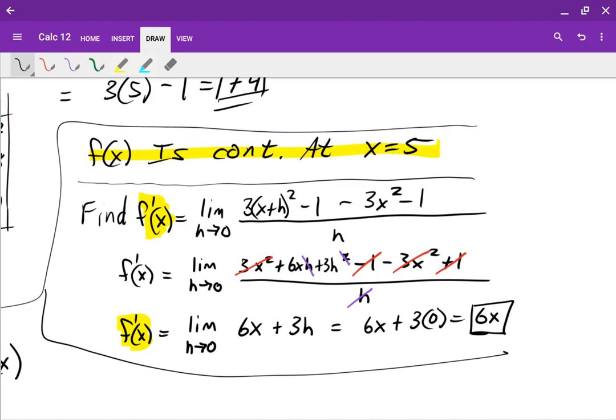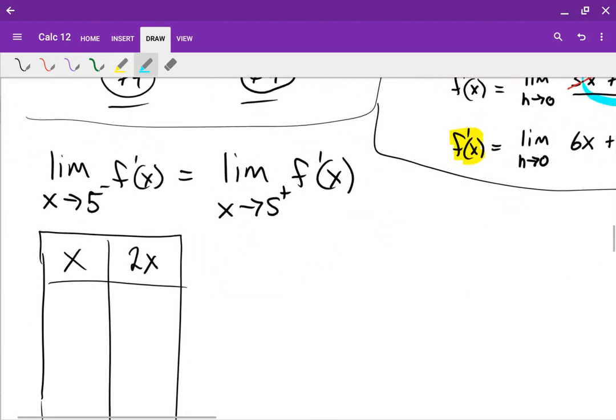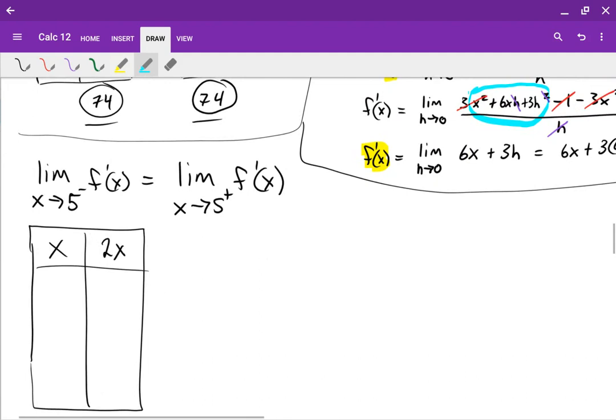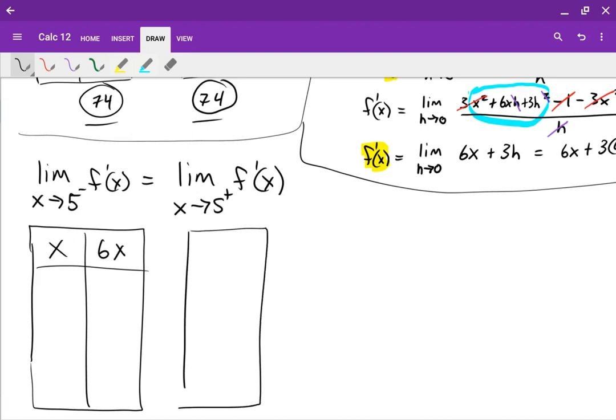Now, the reason why is because this 3 here, I forgot to distribute in to the resulting x squared plus 6x plus 3, all of this stuff in this area. So that was an algebra error. But now that we've got that, the derivative should be 6x. This derivative here is 6x.